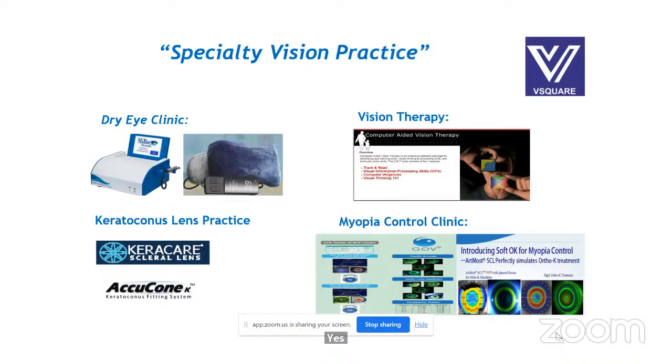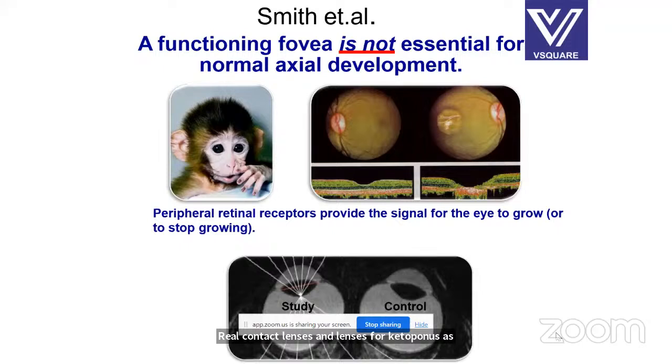So we deal with specialty practices. I'm basically from V Square, and we deal with dry eye devices, vision therapies, clear contact lenses, and lenses for keratoconus as well. Today I'm going to talk on the myopia control strategies, contact lenses, and the options available in the market.